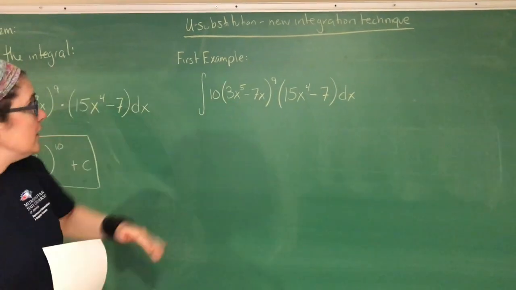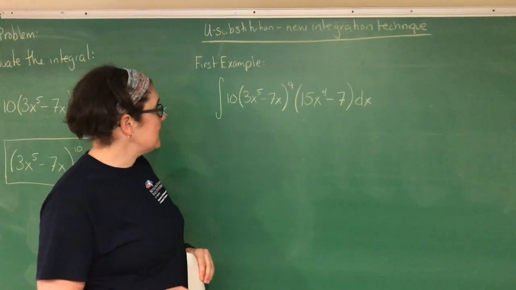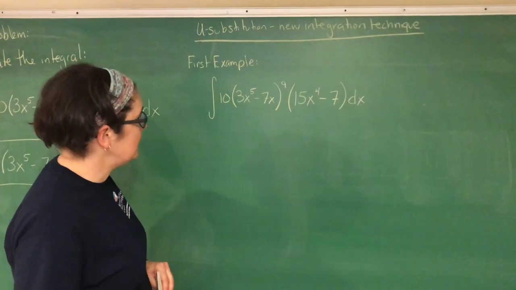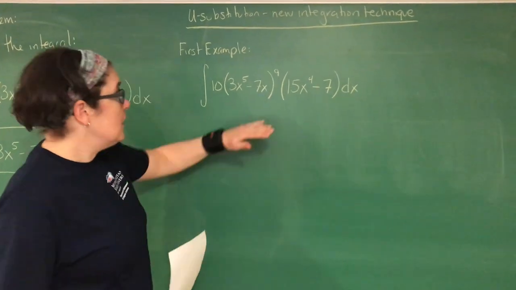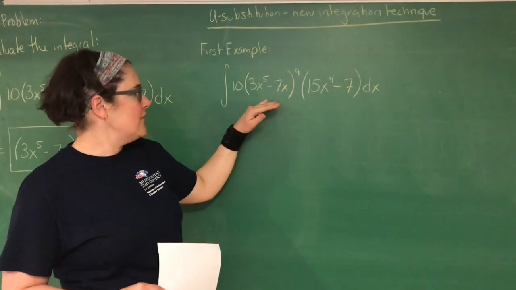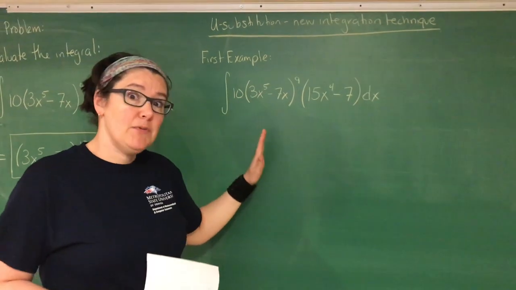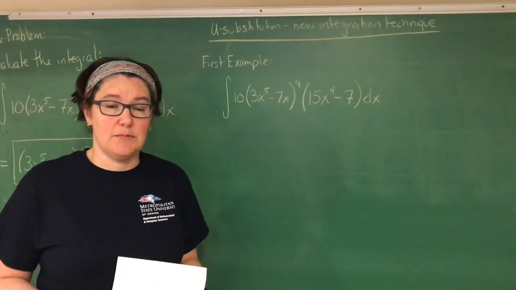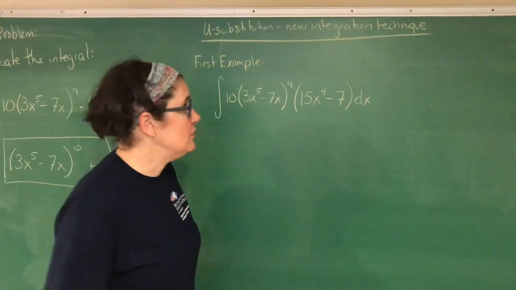Okay, so in our first example we have the integral of 10 times (3x^5 - 7x)^9 times (15x^4 - 7) dx. And when I start to see a bunch of fancy things all multiplied together, maybe fancy things raised to powers, my thought is maybe I should try this new technique of U substitution. And the first step in doing a U substitution is to choose U.